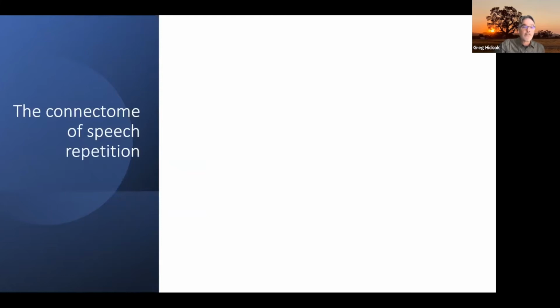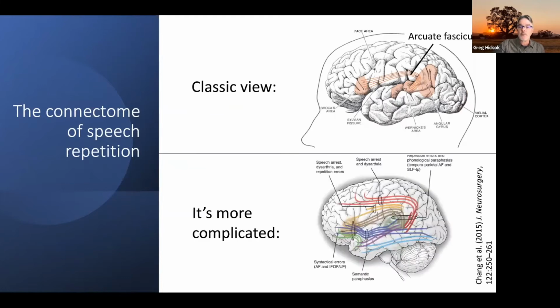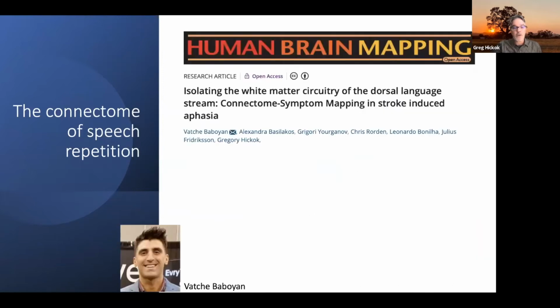And now we return to the connectome mapping work of speech repetition. Of course, you know the classic view that it's the arcuate fasciculus that maps repetition ability. It's more complicated, of course. This is the view from neurosurgery showing, and we don't need to look into the details other than to note there are both ventral and dorsal connectivity regions, and it's much more complicated.